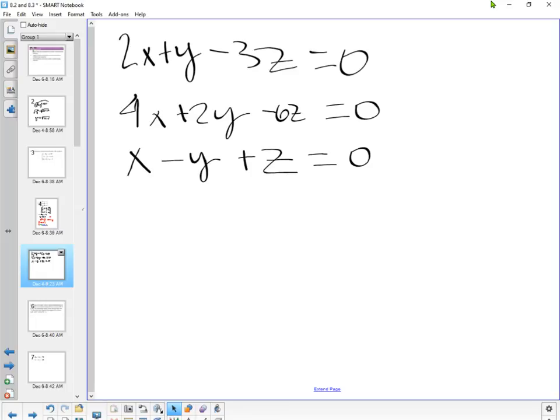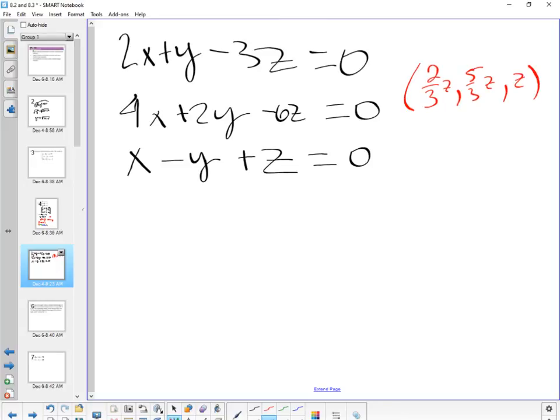I have the answer. You have x, y, z? What did you get for x, y, z? X is 2/3 z. And then for y, I got 5/3 z. And then for z, I got z. And z should be z.